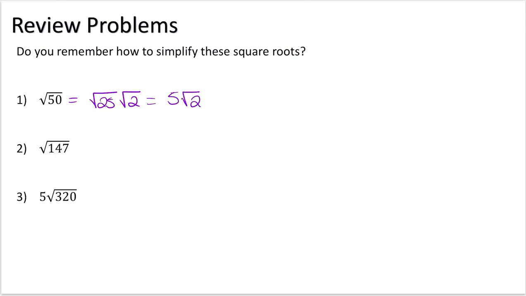What about the square root of 147? We can rewrite this as the square root of 49 times the square root of 3. This now becomes 7 times the square root of 3.